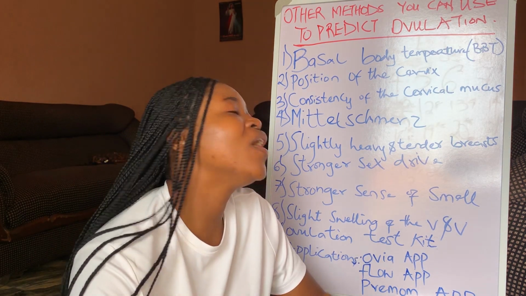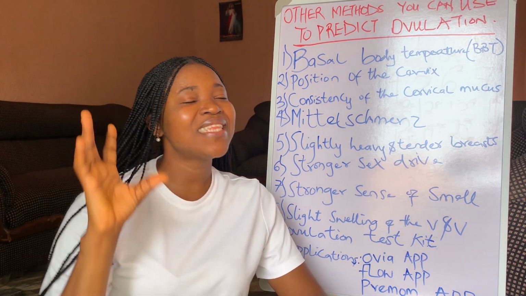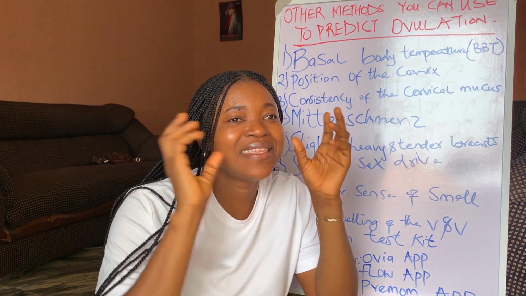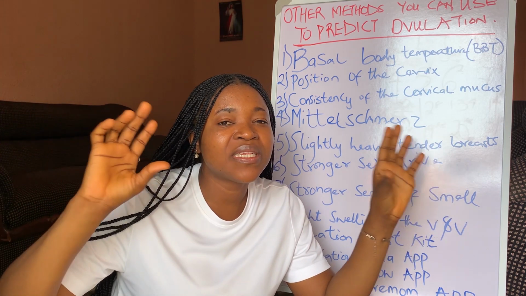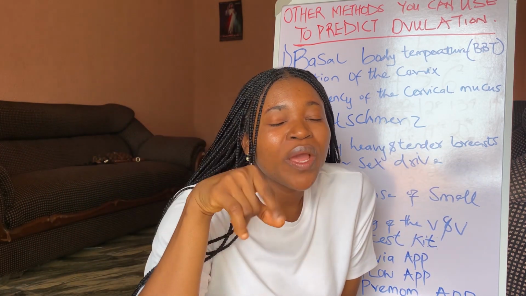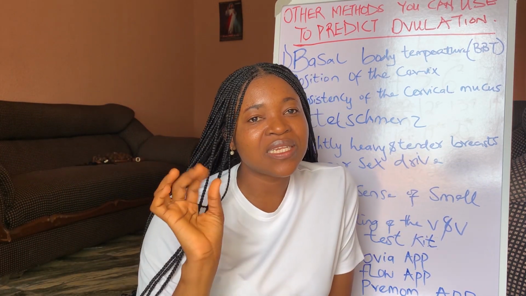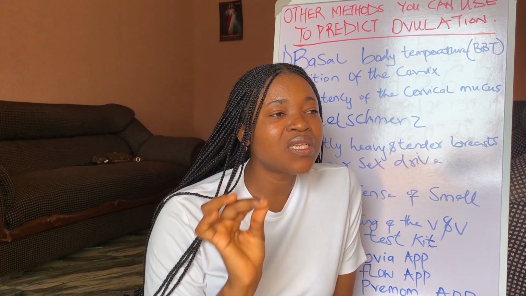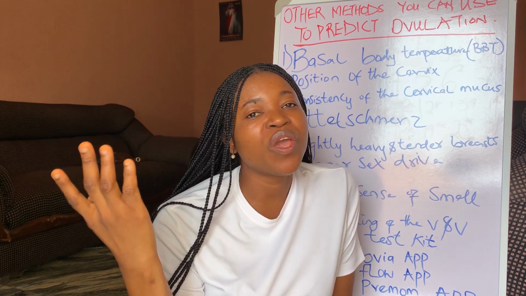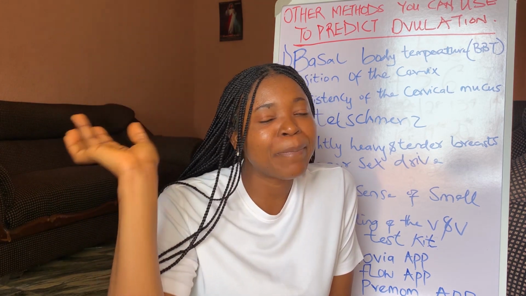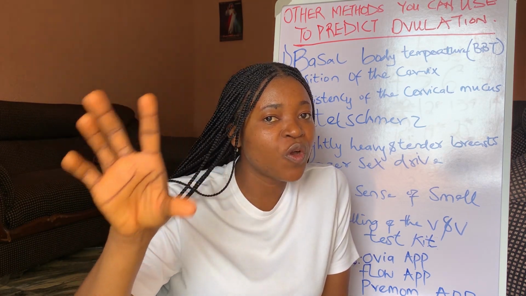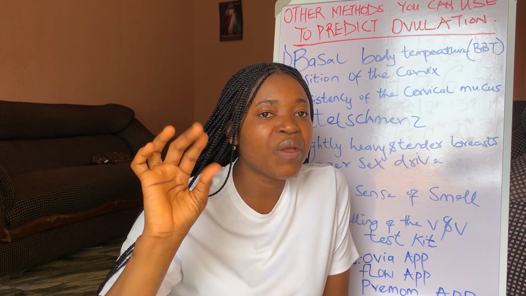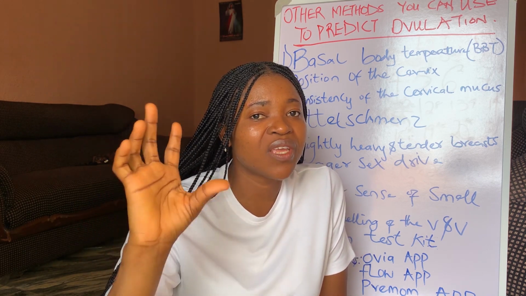The ninth one is ovulation test kits. Yes, there are a lot of ovulation test kits in the market. Go to the pharmacy, buy them. It works like the pregnancy test kit. Yes, you just dip it into your urine, just the way you test for pregnancy, and the line appears and you know you're ovulating. You can do it every morning if you're seriously wanting to prevent pregnancy, or you're seriously wanting to get pregnant.